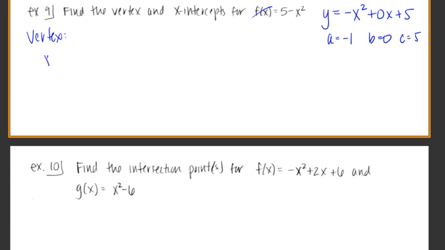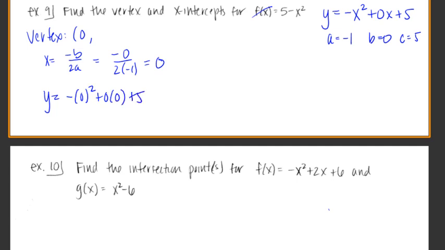The x value of that coordinate is always negative b over 2a. So it's going to be negative 0 over 2 times negative 1. Well, 0 on top of the fraction, no matter what, always gives you 0. Remember, 0 on the bottom is undefined, but 0 on the top is 0. So that was a lot easier. Now to get the y value, let's go back and plug it in. So negative 0 squared plus 0 times 0 plus 5. So that goes away, and we get a y value of 5. Not too bad. Let's see if it's easy to get our x-intercepts.